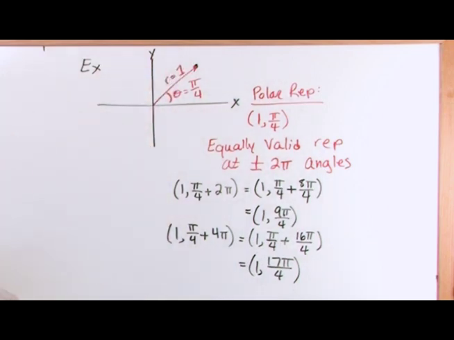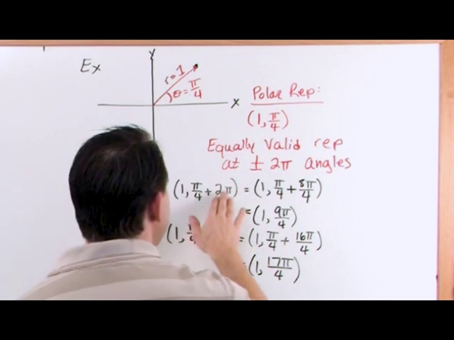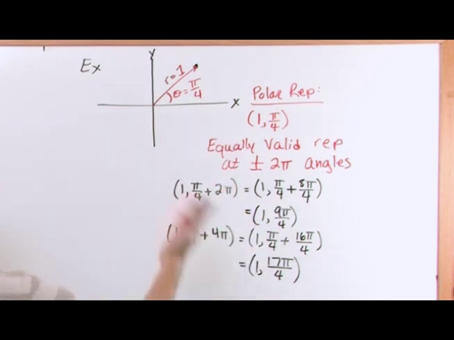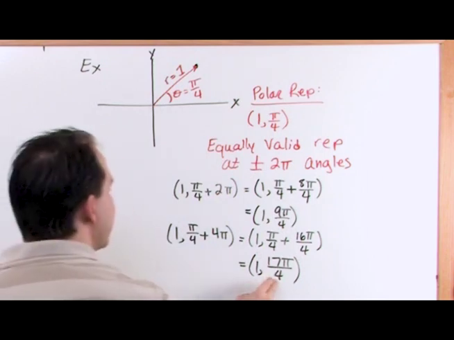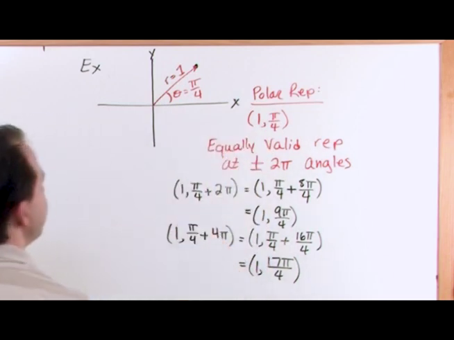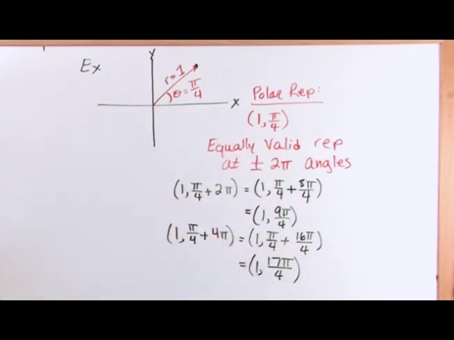So any polar point you have, you can always add any multiple of 2 pi, 4 pi, 6 pi, 8 pi, and so on. You can also subtract them the same way, and you'll get different points, but they all represent the same thing. The thing I want you to take home is that polar representations of points have an infinite number of representations in polar coordinates, and they're all equally spaced by 2 pi radians.